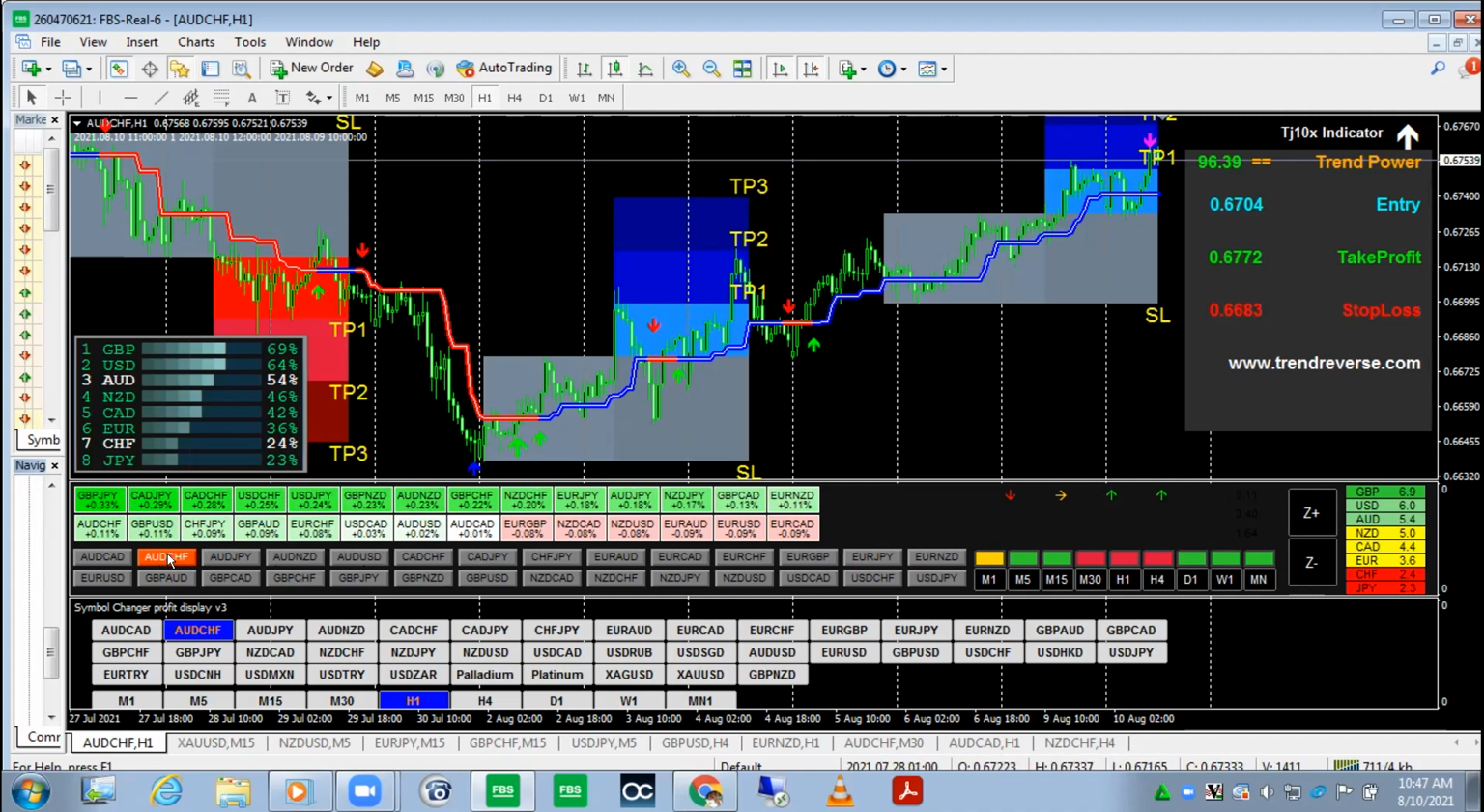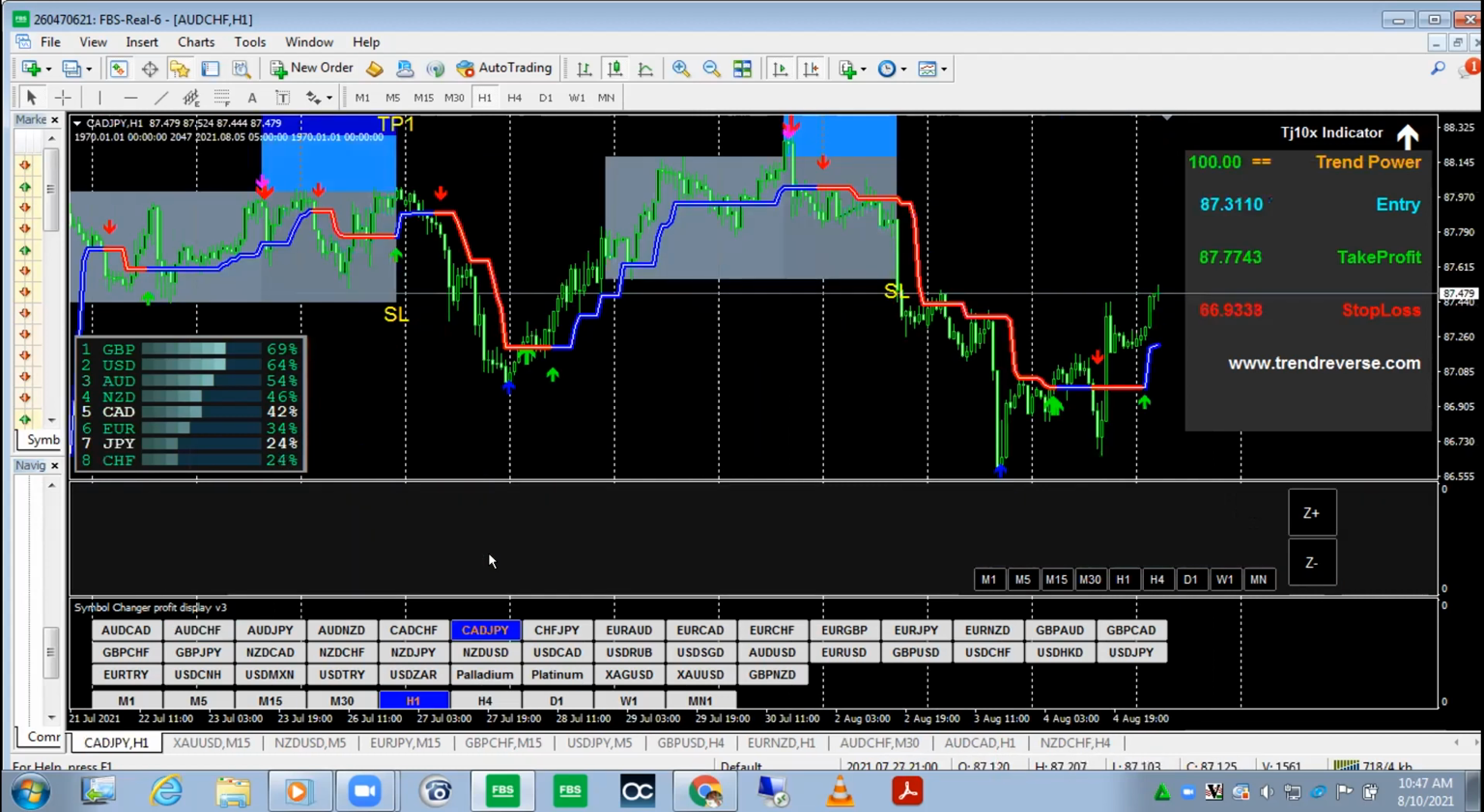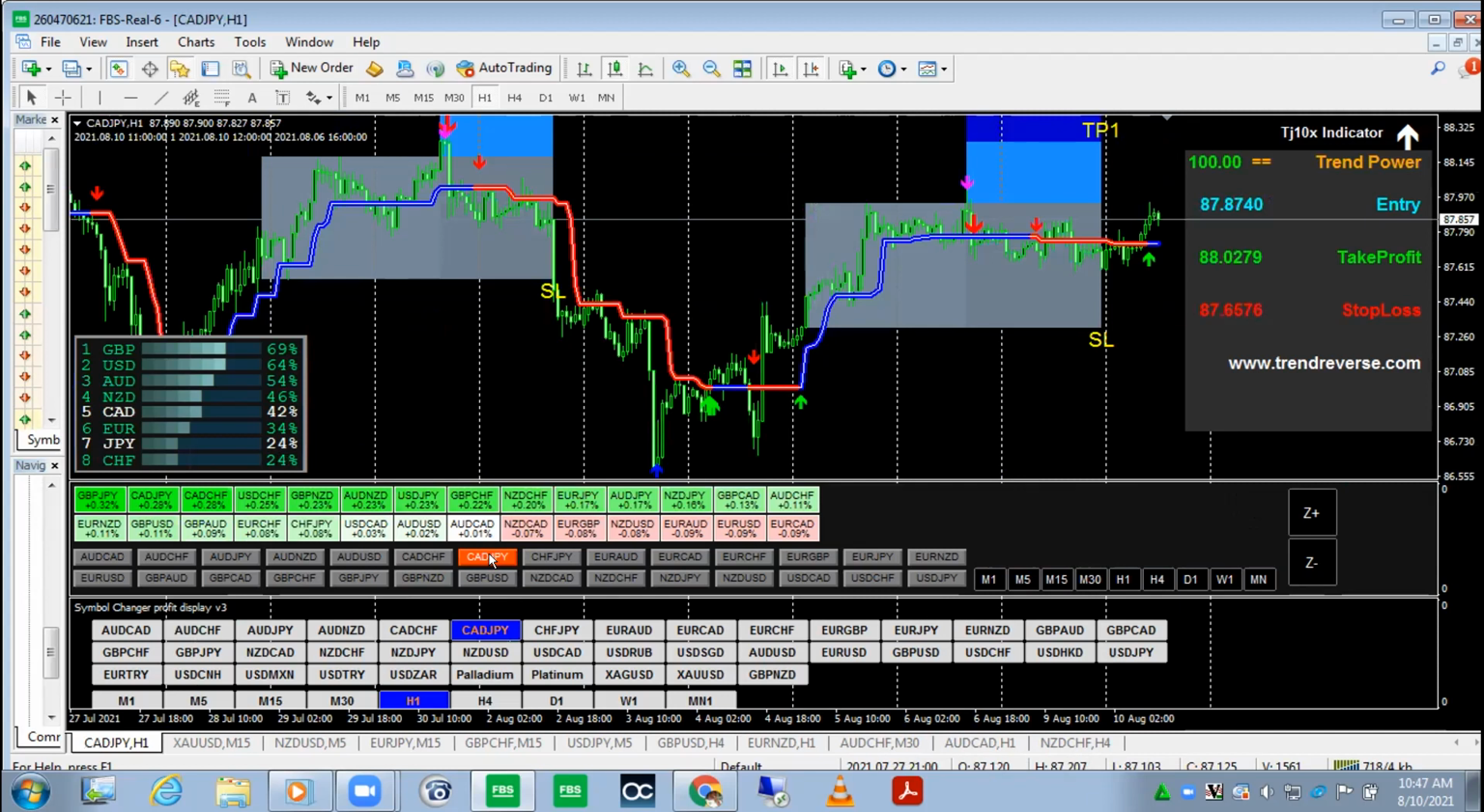For instance, this is Aussie Swiss franc. If you want to change it, that means it's on this portion at the moment. So if you want to change it from Aussie Swiss franc to, let's say, for instance, Canadian JPY, just click on this. Can we see that? That's taken to Canadian. The function of this symbol changer, it will do it for you right here.